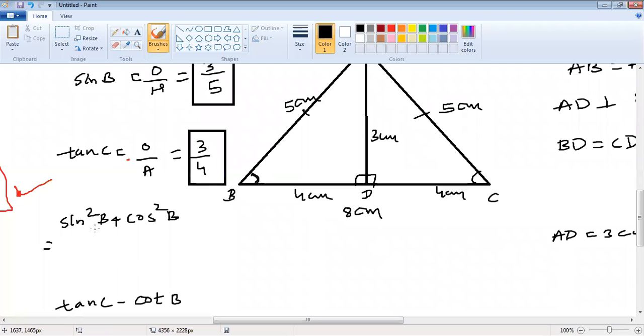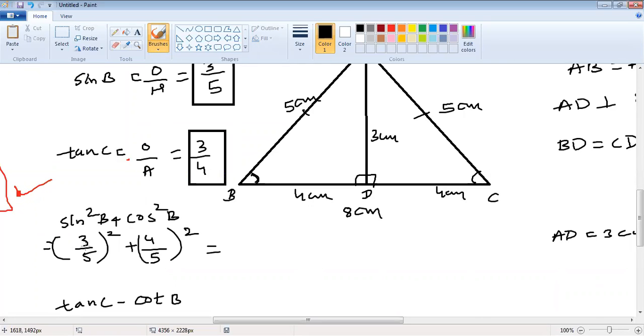So what will sin square B be? Sin square B would be opposite upon hypotenuse whole square. So that is 3 by 5 whole square. It has to be answered as 1, but still we will verify it. Cos square will become adjacent upon hypotenuse whole square. So adjacent will become 4 and hypotenuse will become 5. Students, you can tell me if I'm going very fast. Okay, 4 upon 5 the whole square.